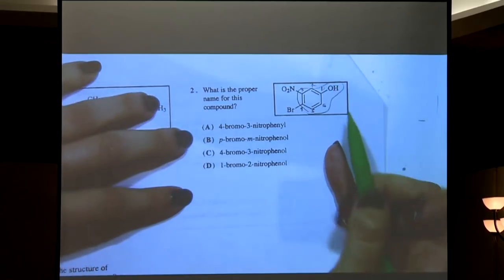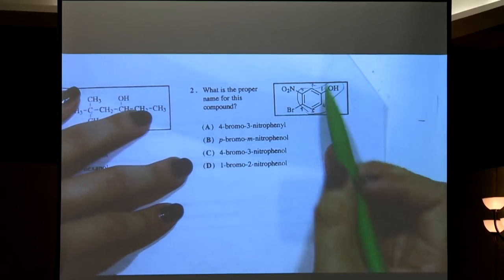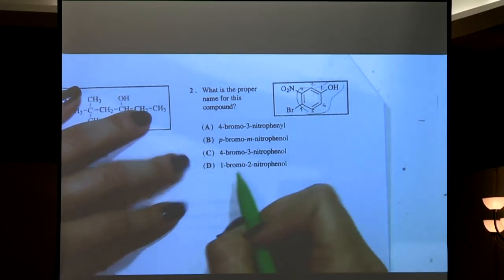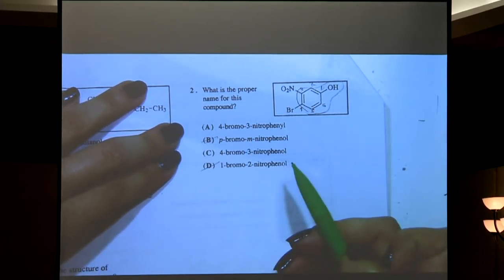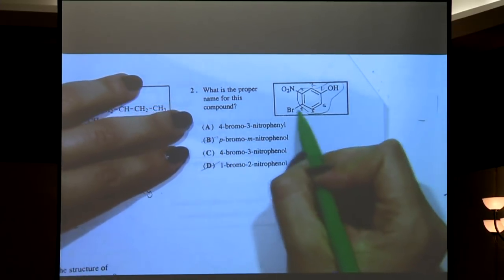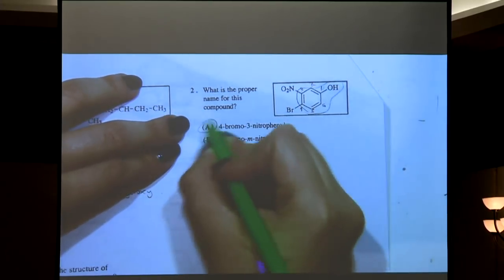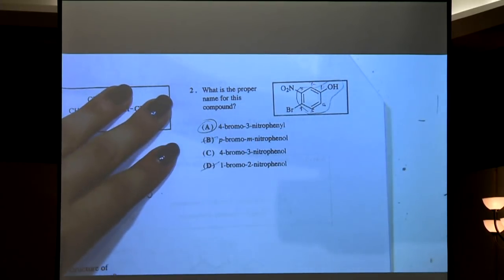And then it's always in alphabetical order, so that's why they have the bromo first. So we can cancel this one and that one. And so bromo's on 4, nitro's on 3. Therefore, the answer is A. Make sense? Question?